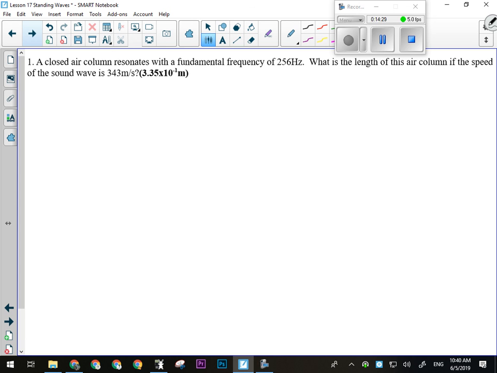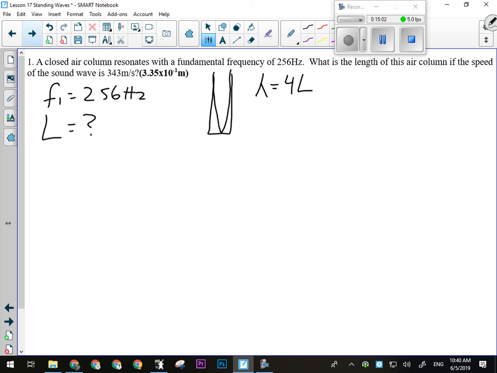All right, let's do this one together because this is a closed air column question, and see how we do with that. We've got a closed air column that resonates with a fundamental frequency of 256 hertz. So F1 is 256 hertz. Since it's a closed air column at F1, my formula is lambda equals 4 times the length of the tube. I'm looking for the length of the air column, and I'm told the speed of sound in that place is 343 meters per second.